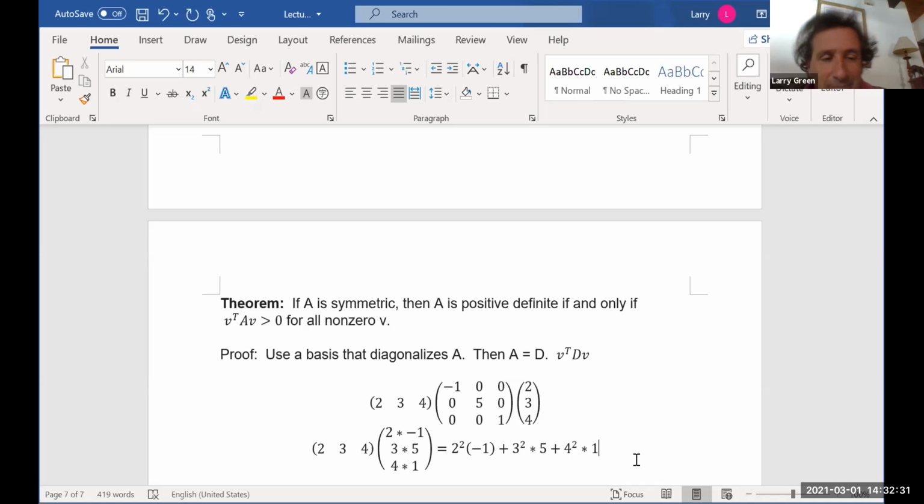So if for all vectors V you get a positive number, well, we can let V be 1, 0, 0, and then you just get 1 times -1, and that'll grab this first diagonal entry. Do you see that? If I let V be 0, 1, 0, that'll grab the second diagonal entry. And if I let V be 0, 0, 1, that'll grab the third diagonal entry. Well, if it's always positive, that means all the diagonal entries have to be positive. So therefore, A is positive definite. And that's the proof in both directions, because you can go either way. Any questions on that?